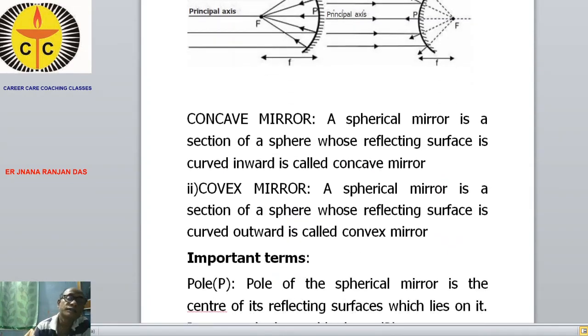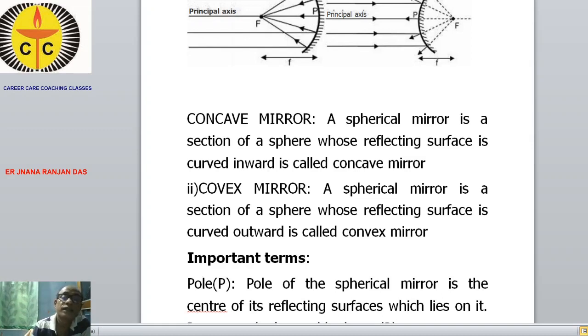I have already explained what a concave mirror is and what a convex mirror is. A spherical mirror which is a section of a sphere whose reflecting surface is curved inward is called a concave mirror, and the convex mirror definition is: a spherical mirror which is a section of a sphere whose reflecting surface is curved outward is called a convex mirror.